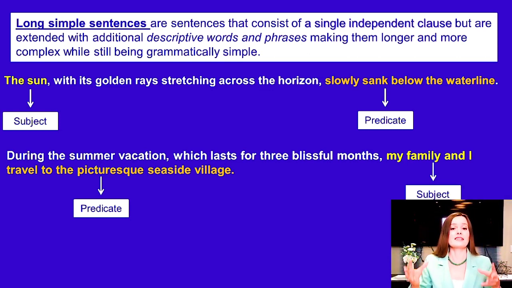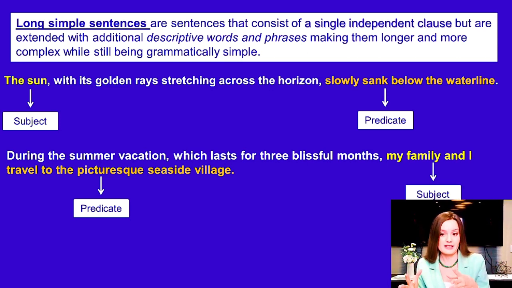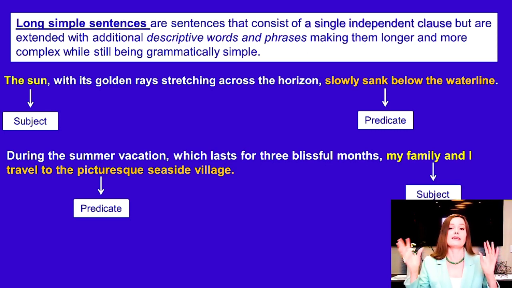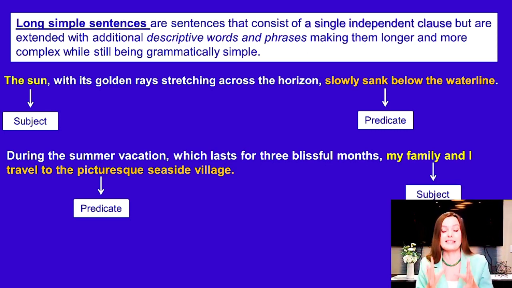So those are just the additional descriptive phrases. But our main focus is my family and I, which is the subject. Travel to the picturesque seaside village, which is the predicate. So here you go. Those are the simple sentences. Even though they are long, they're still grammatically simple.